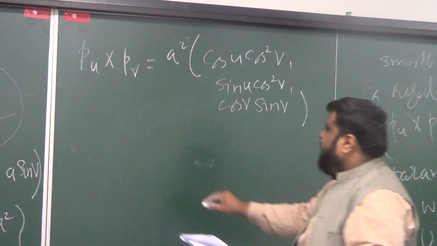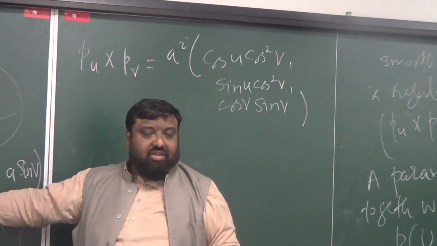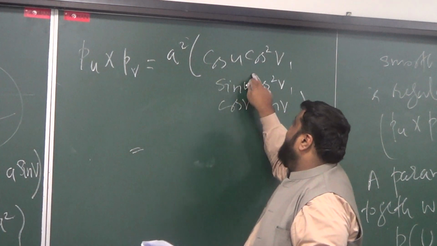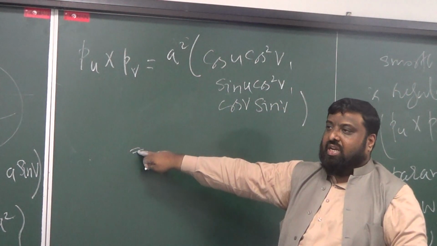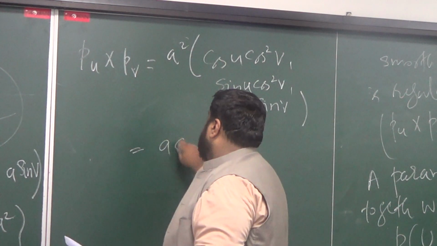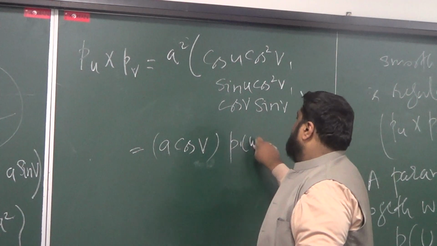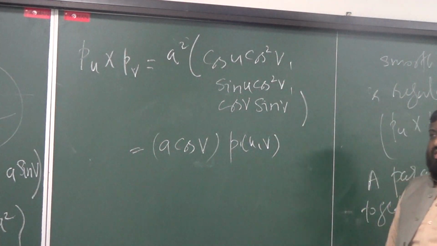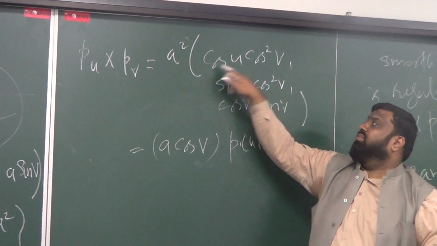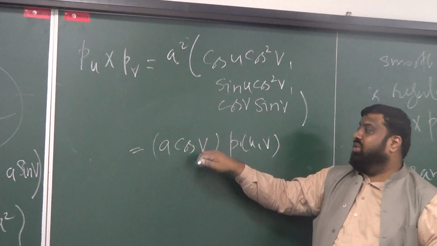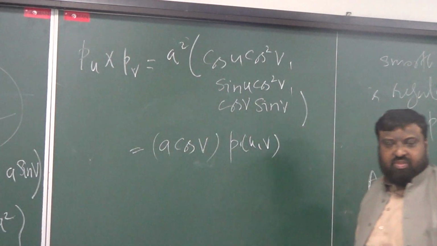Now, if you feel this looks very close to this. If I take one a inside and take, for example, the cos v from each of the components outside, then this is nothing but a cos v times PUV. You get the point? So take one a inside and take one cos v outside. So you're going to get a cos v and the same expression written, which you can call PUV.